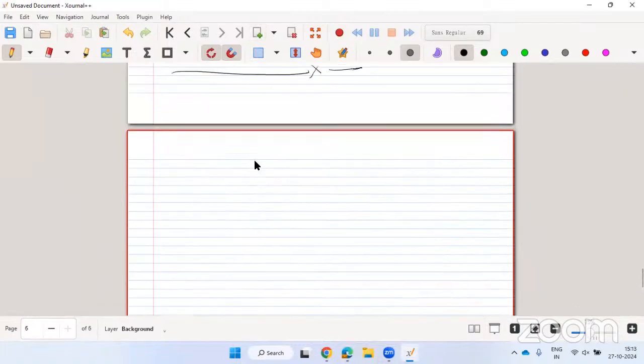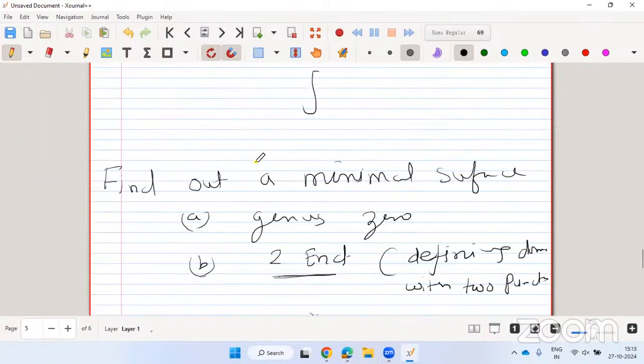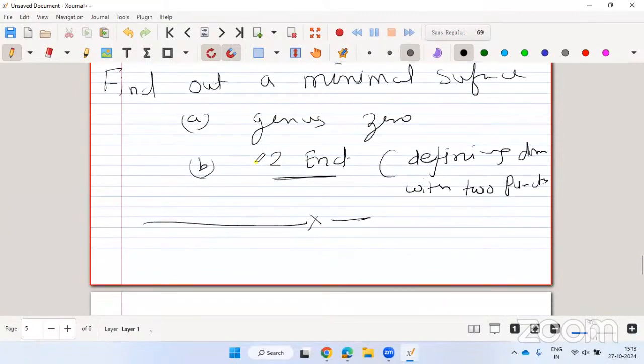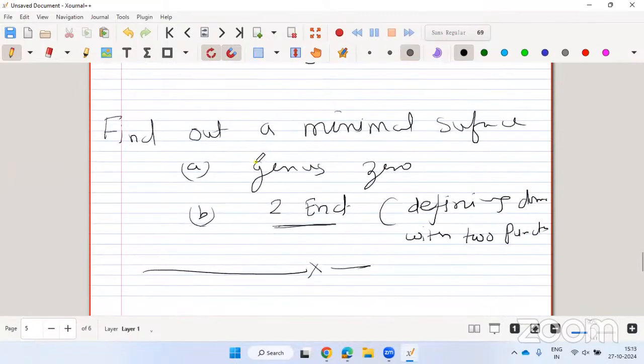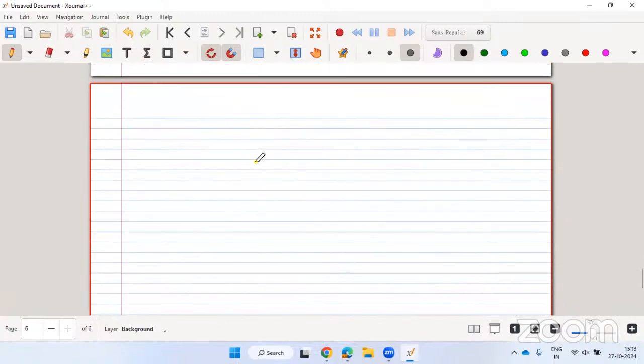I will write down the next line, then it will be very clear to you. Find out a minimal surface, genus 0 and 2 end. Remember this thing. So this thing is clear now. Find out a minimal surface, genus 0 and 2 end. Okay, so I want a genus 0. So what is the genus 0 minimal?